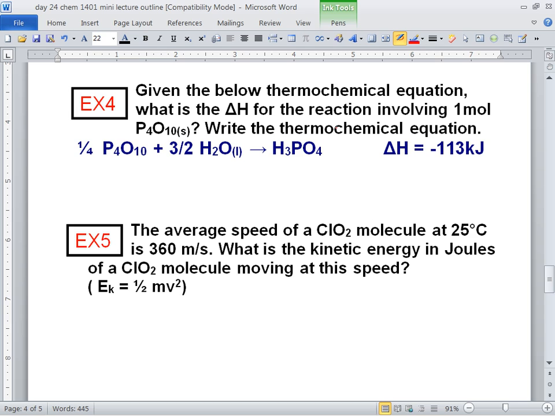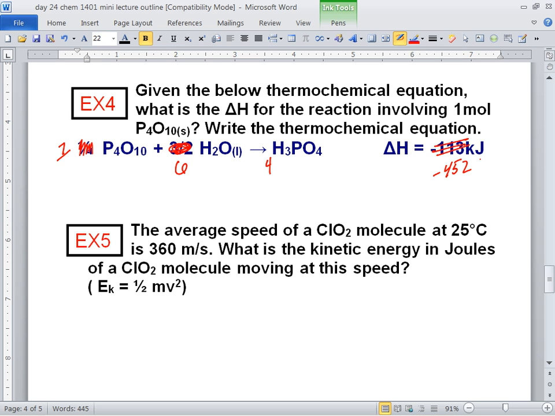All right. Anybody have an answer? Negative 452, well, they want the whole thermochemical equation, though. Yeah, you're going to want this to be a 1. You're getting there. 6 H2O. 4 H2O. There it is. So all Steph did is multiply through by what? 4. She just multiplied through by 4.